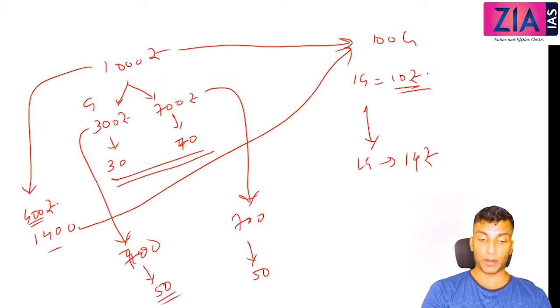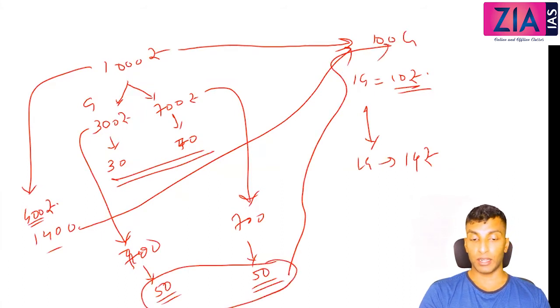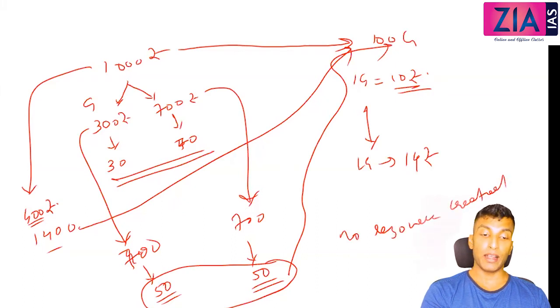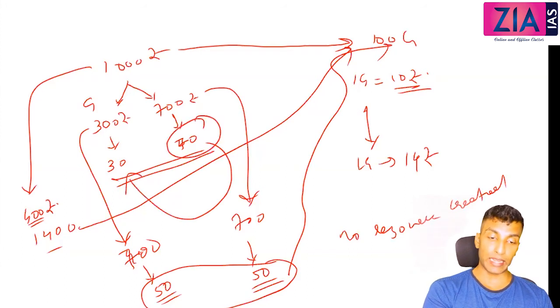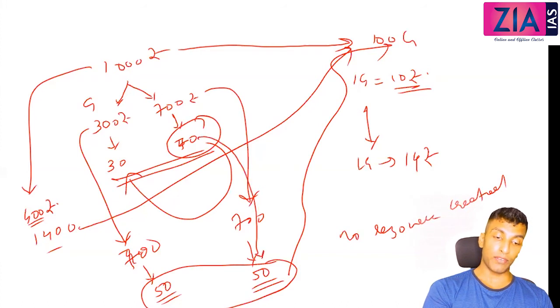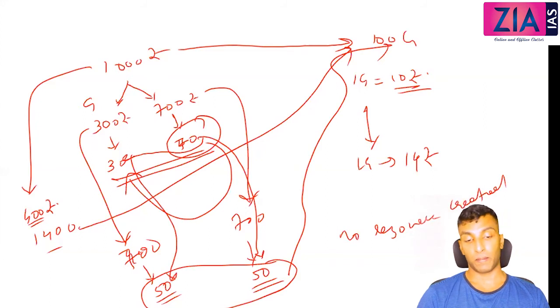So what actually happened here? Ultimately 100 goods remain 100 goods. There is no change in production, so no resource is created. What happened? Transfer of resources from private to public. 20 taken out from here, that is why a reduction of 20, and given to the state, the government, that is why an increase of 20. So only transfer of resources is actually happening.